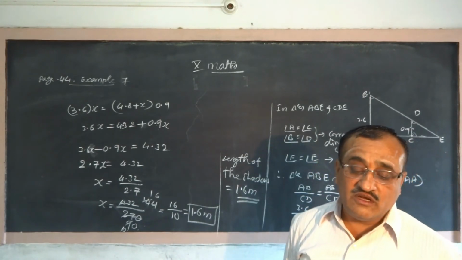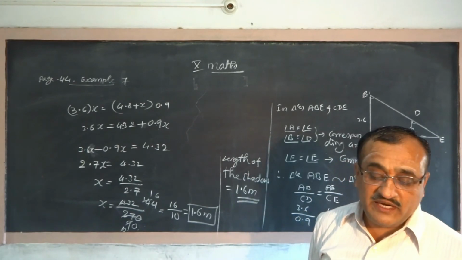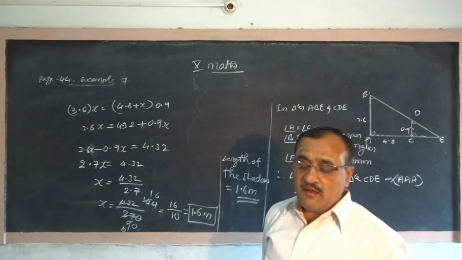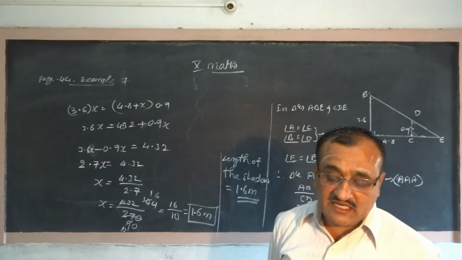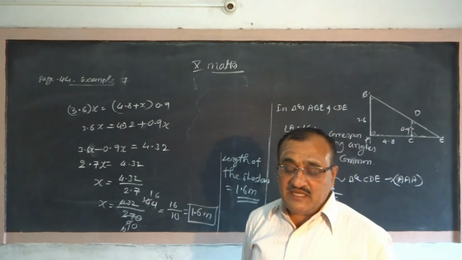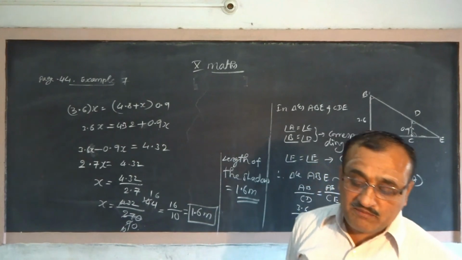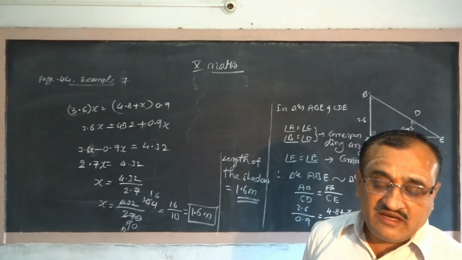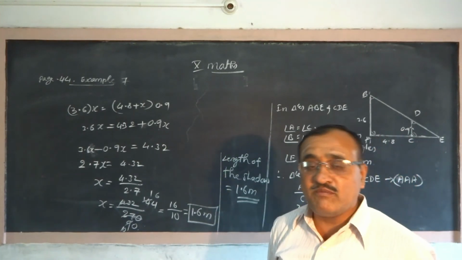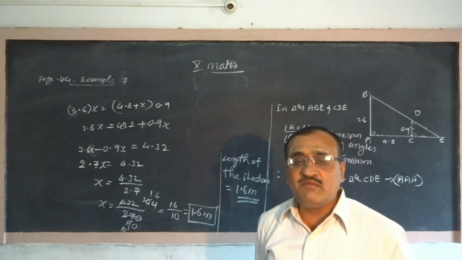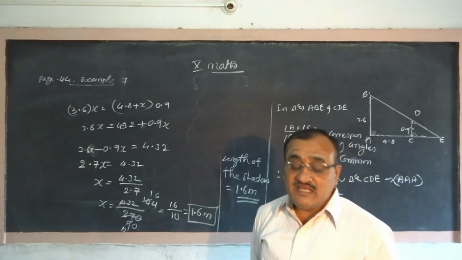AB divided by QR equals 2/4, that is 1/2. Next, AC by PQ is 3/6, that is 1/2. And then BC by RP is 2.5/5, that is also 1/2. The ratio remains same. Hence those two triangles are also similar.